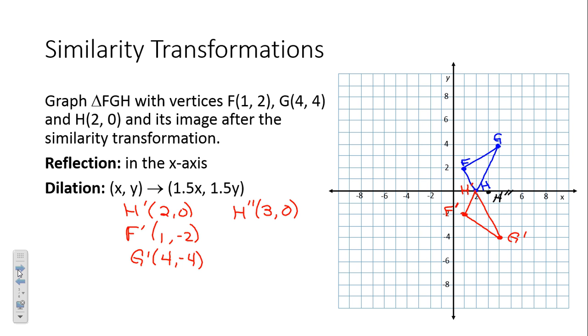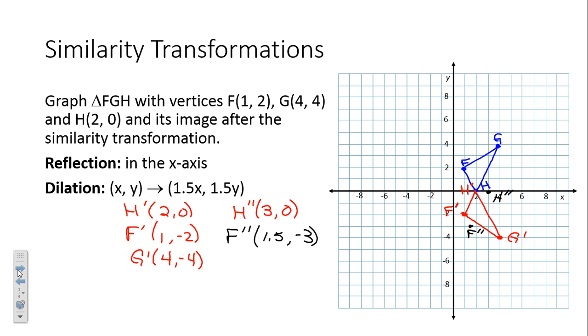Okay? Braxton, if I take F prime times 1.5, what will I get for my new coordinates? 1 times 1.5 is 1.5. And then negative, I'm taking 1.5 times each one, negative 3. So F double prime will be 1.5 over and 3 down. Okay?